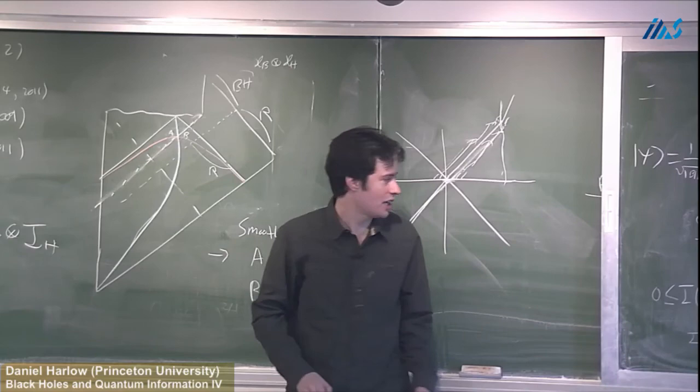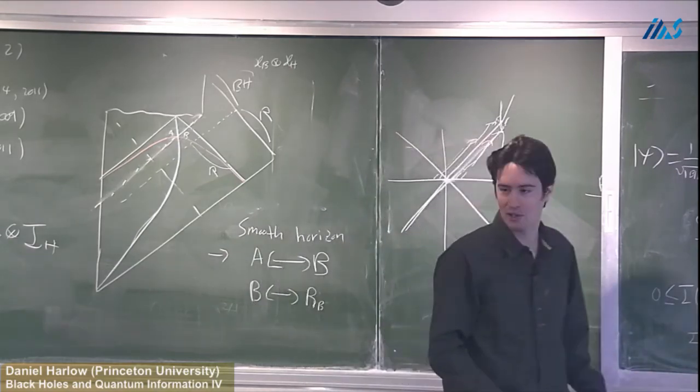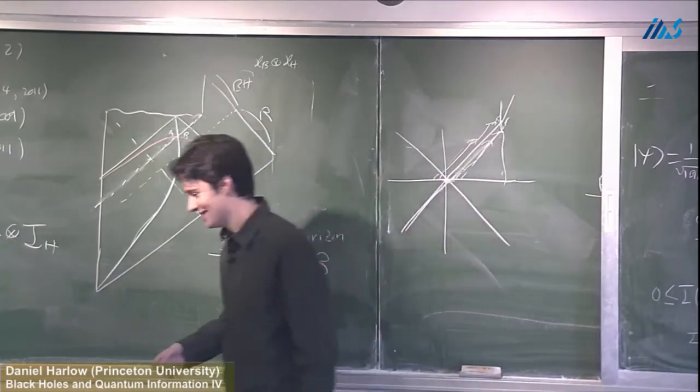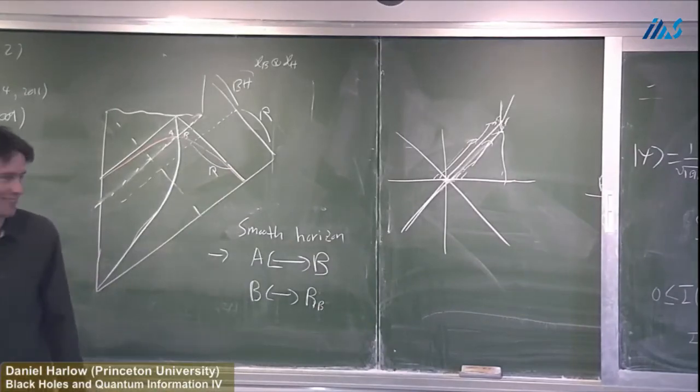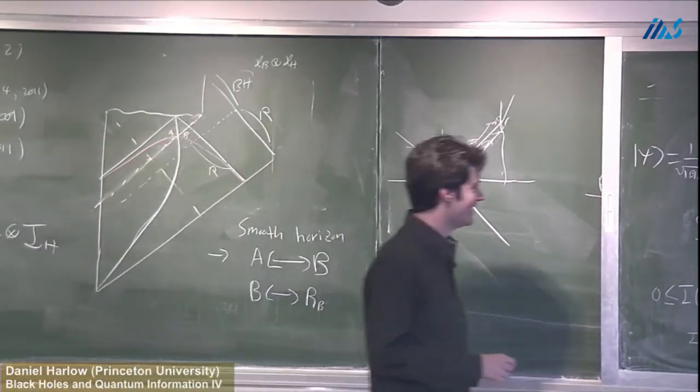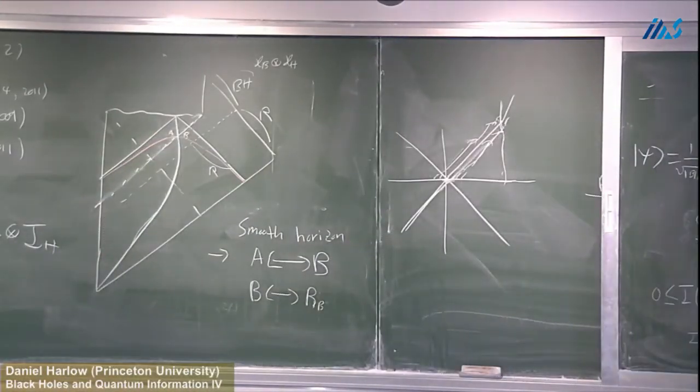And of course, the reason I don't have time is because I have to say at least something in this lecture about something that I actually did that wasn't wrong. So I'm going to close by saying, is complementarity dead? Should we give up and accept the firewall?